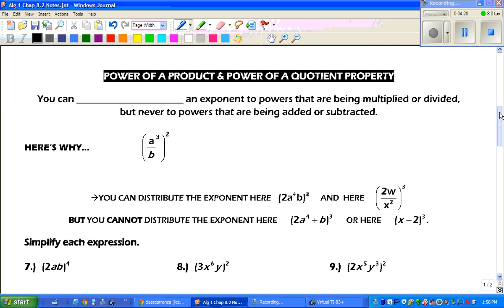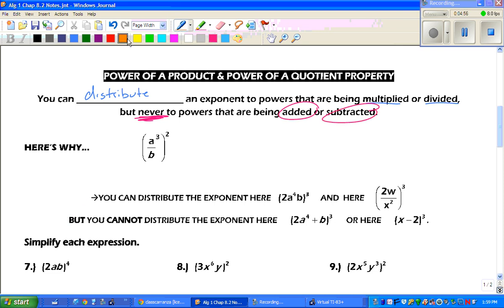Okay, so the power of a product and power of a quotient property. What it's saying is you can distribute an exponent to powers that are being multiplied or divided, but never to powers that are added or subtracted.